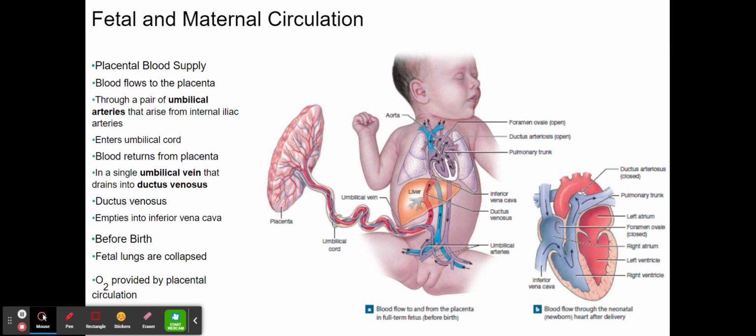Blood flows to the placenta through a pair of umbilical arteries. They arise from the internal iliac arteries and enter the umbilical cord. Blood returns from the placenta in the single umbilical vein, bringing oxygen and nutrients to the developing fetus.